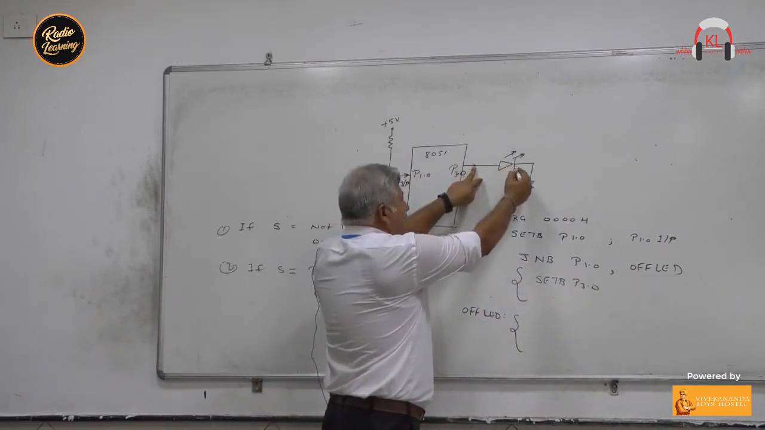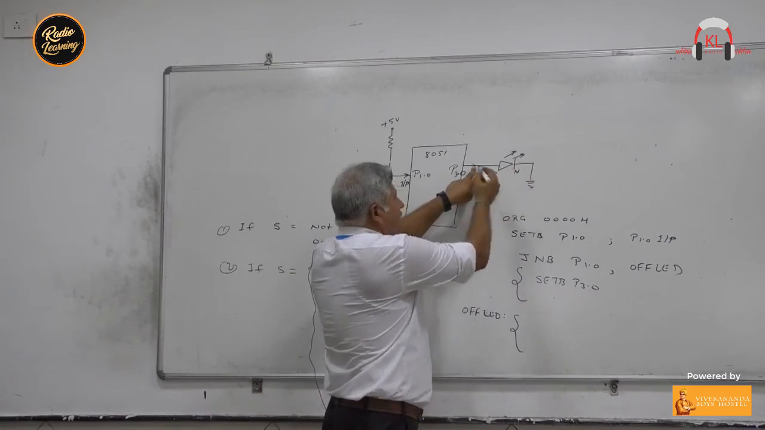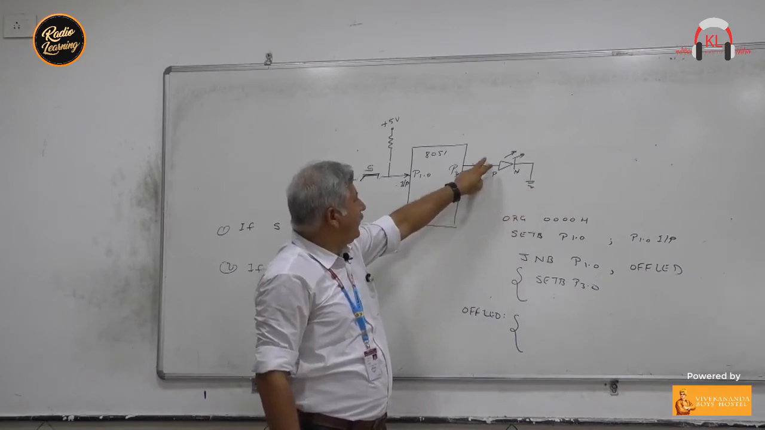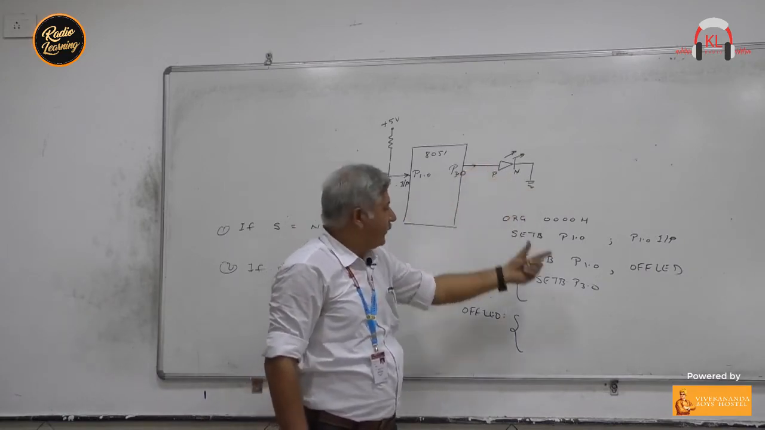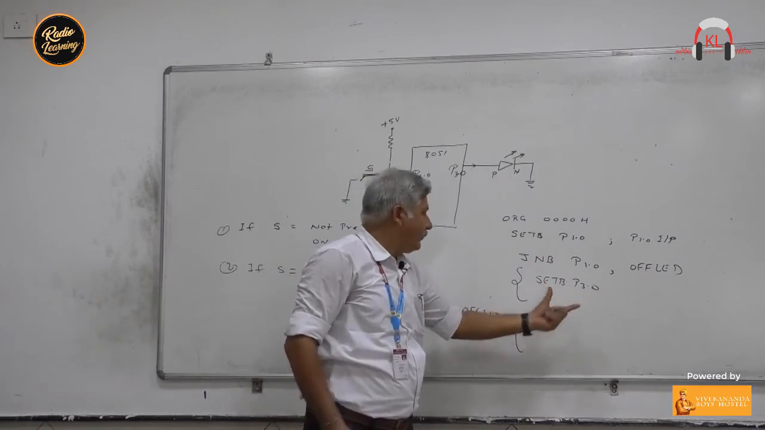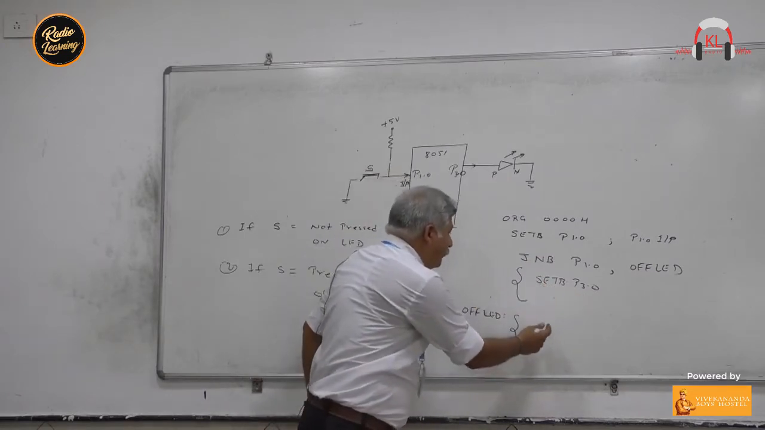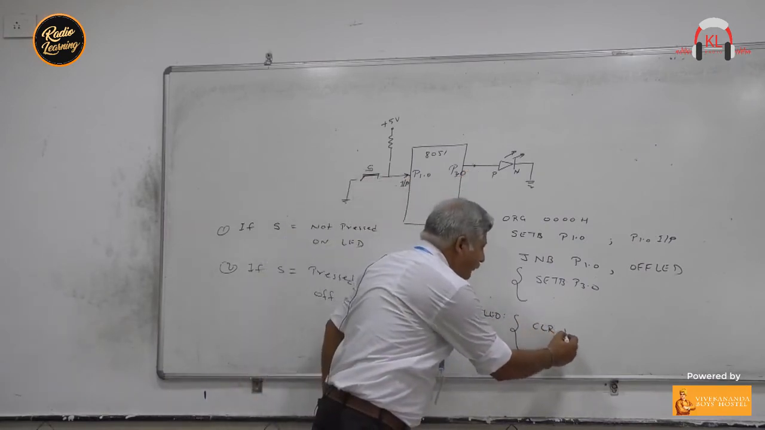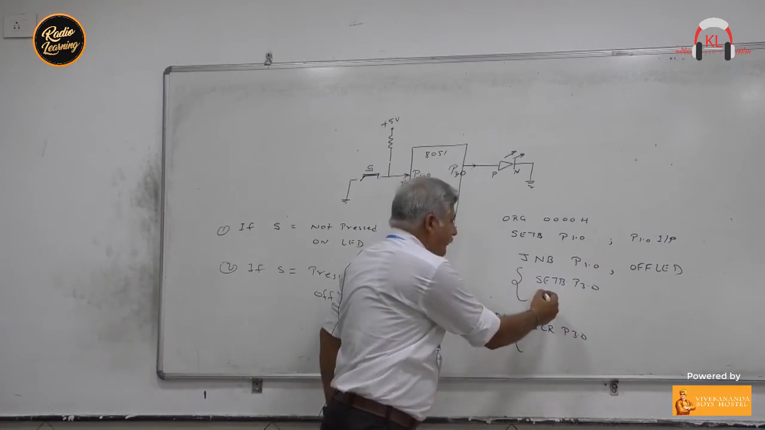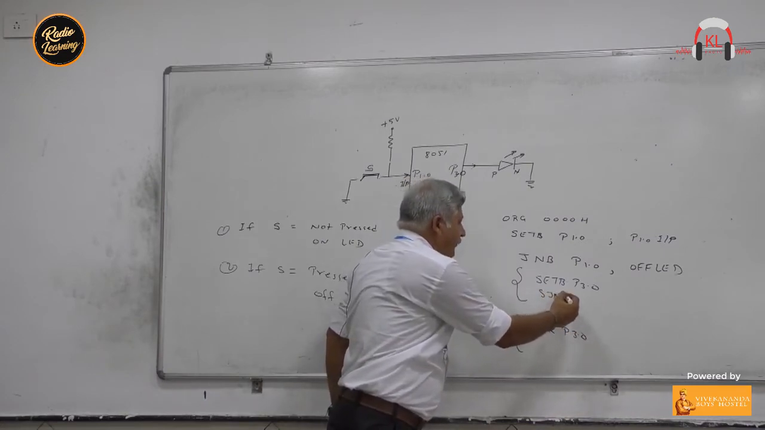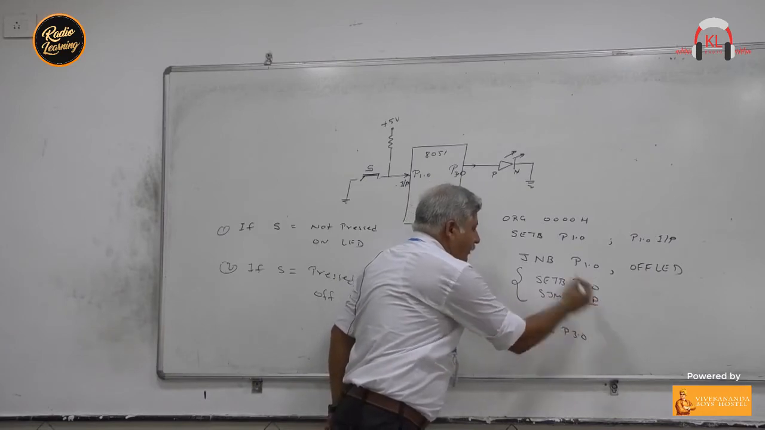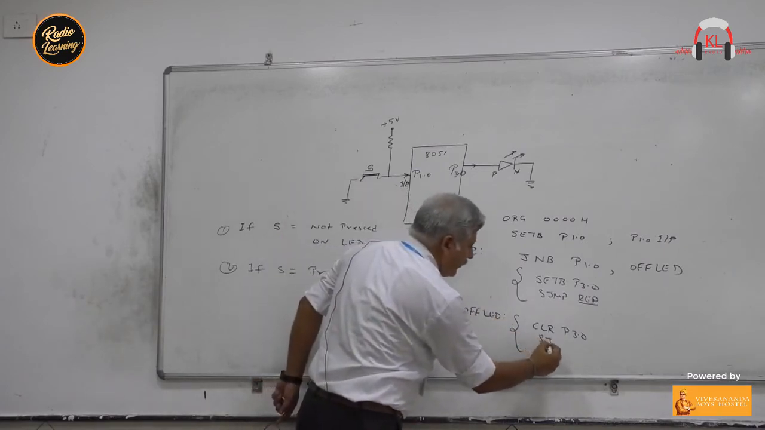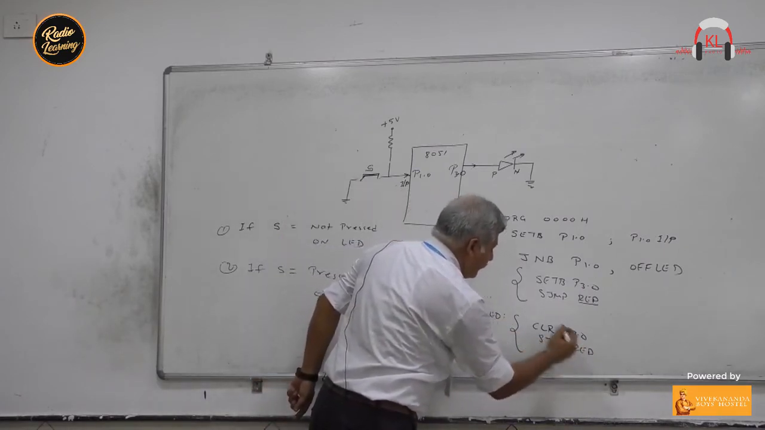This is the LED, this is the N side, this is the P region of the LED. N is already connected to ground. If you apply a high voltage here, then this LED will glow. That's why I have written SETB P3.0. And here we have to make the LED off. How will the LED be off? By making this pin 0. So CLR P3.0. And here I will write another instruction, jump REP, repeat. We will repeat it this way.